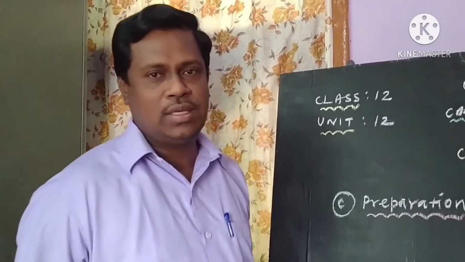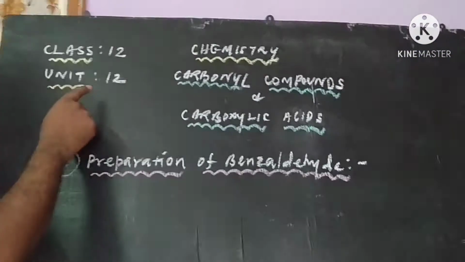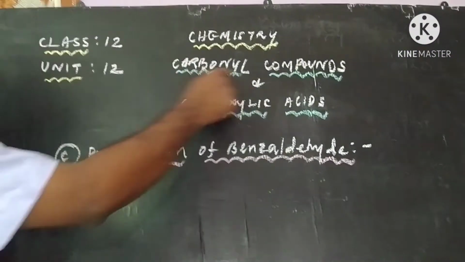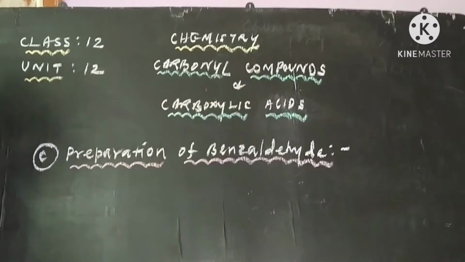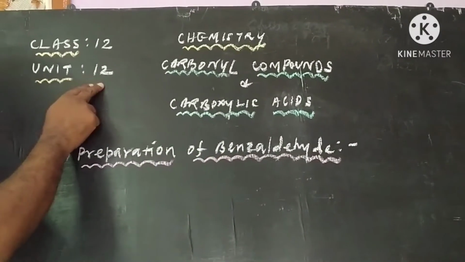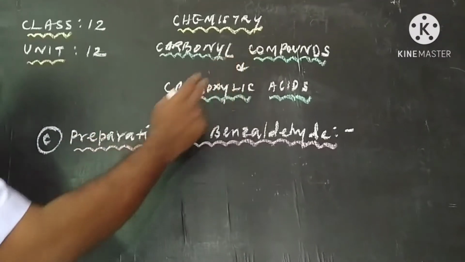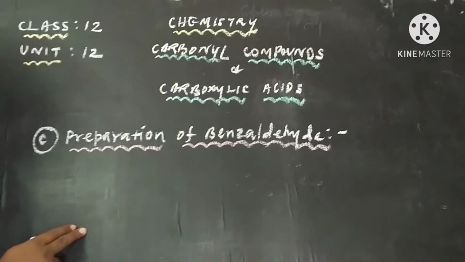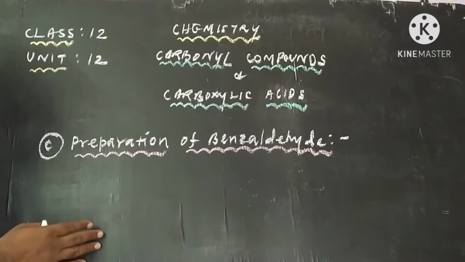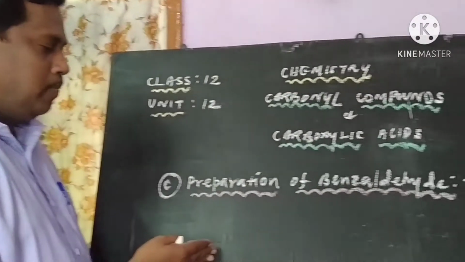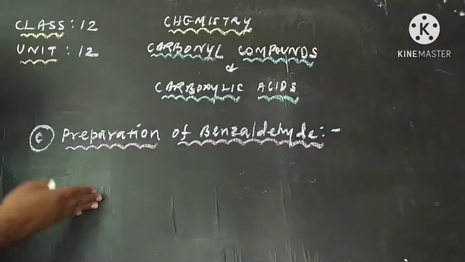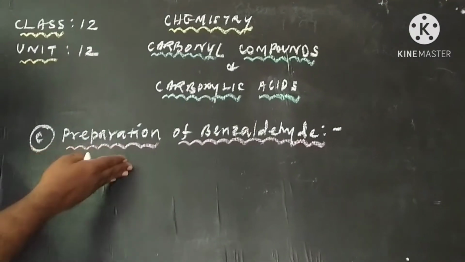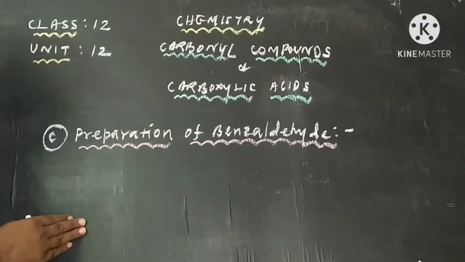Today we will discuss Unit 12, carbonyl compounds and carboxylic acids. Continuing from last week, today's topic is the preparation of benzaldehyde.